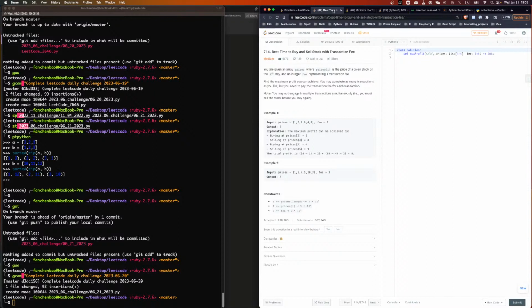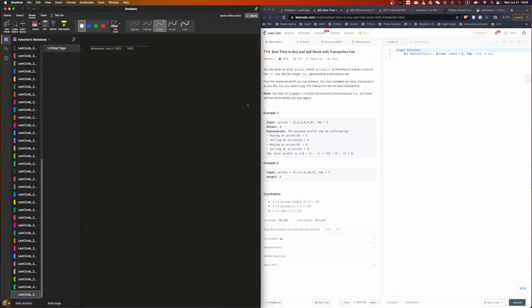I think we still do it. We remember this type of problem is using the state machine, right? We have an empty state and we have a holding state. From empty state you can go to holding state by buy. From holding state go to empty state by sell. Holding state can do nothing, empty state can do nothing, right?